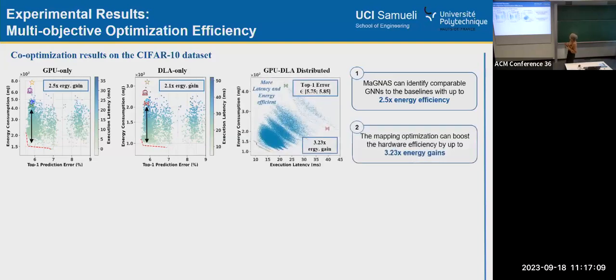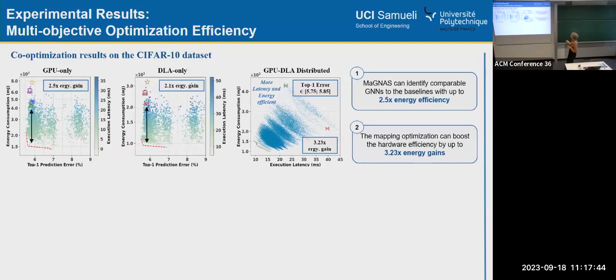Now, if we look more at the results of the distributed mapping, in this case we combine the results from the outer optimization engine and the inner optimization engine. We group them also by 2-point error scores. We can see that the result further boosts the energy efficiency of the GNN architectures if we consider distributed mapping. For instance, we have a 3.2x energy gain compared to the baselines, noted by the extreme points on GPU only and on DLA only.